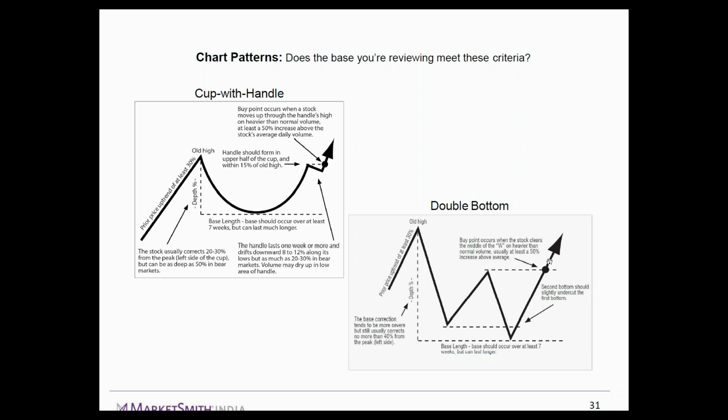One more criterion for identifying the base as a double bottom is that the second bottom should undercut the first bottom. If you see here, it's undercutting the first bottom. This is the first bottom, and the second bottom is undercutting it. So this is the criteria for the stock to make the double bottom base pattern, and this is the ideal buy point. Once the stock breaks out on higher volume from here, it usually tends to run 20 to 25%.